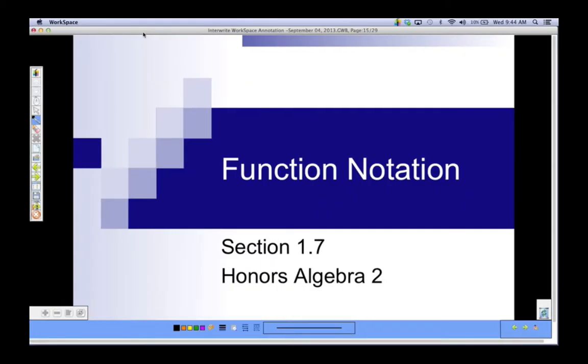Your second video is on what we call function notation. Now, believe it or not, you probably already know how to use function notation, but you've just never known the name.